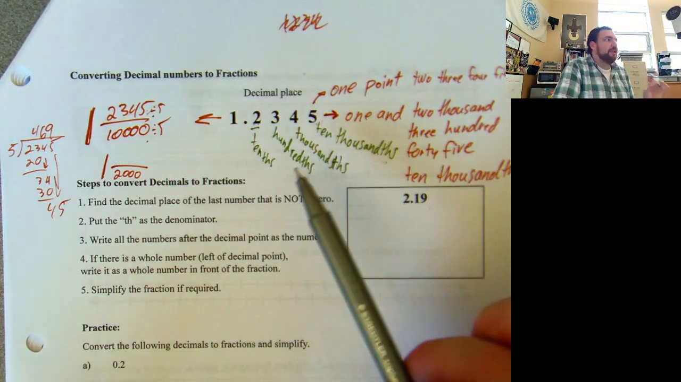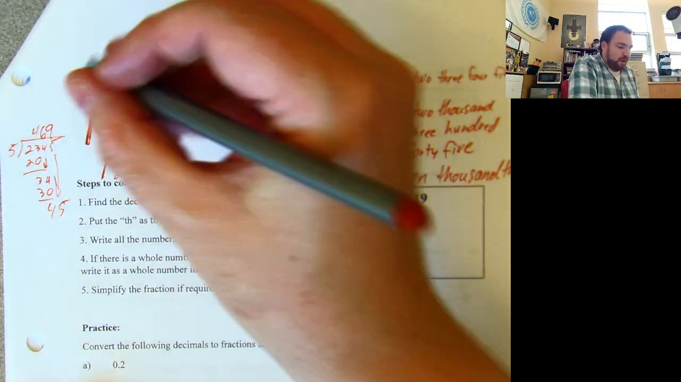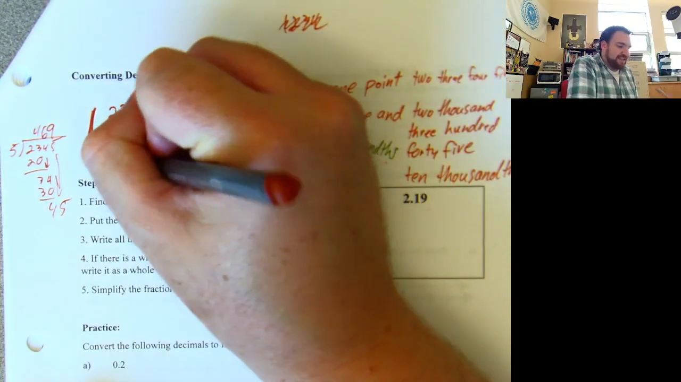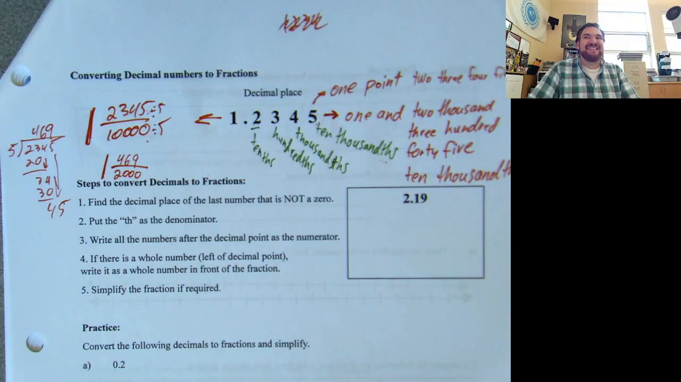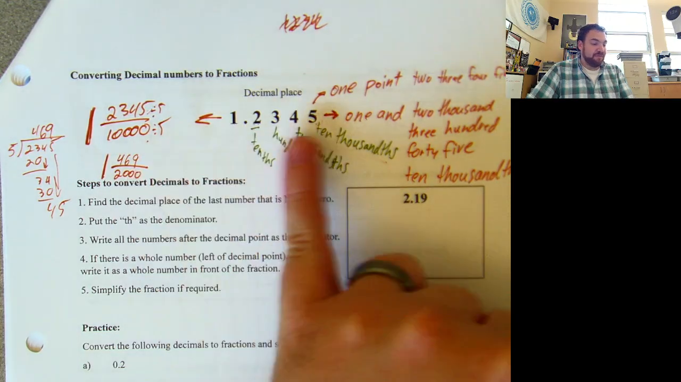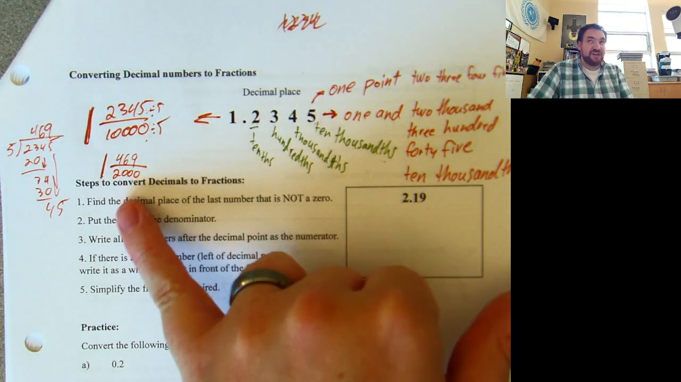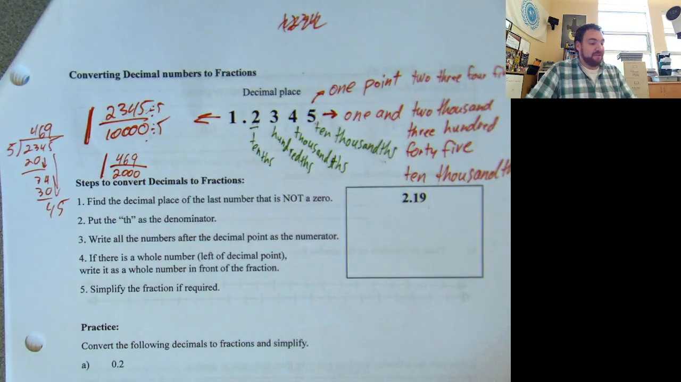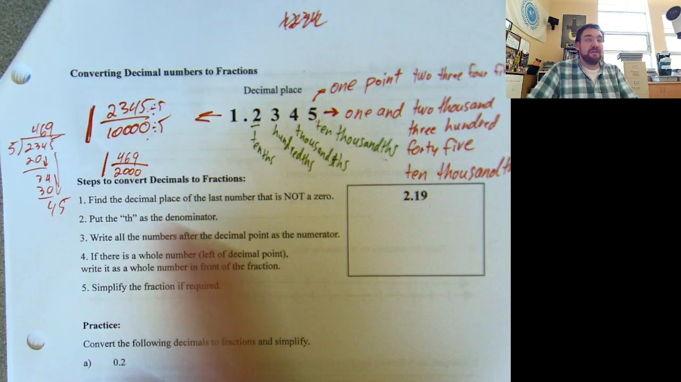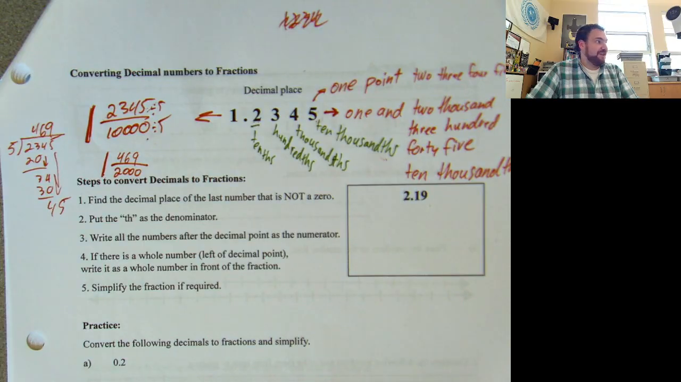So 1.2345 as a fully reduced fraction would be 1 and 469 over 2,000, or 469 2,000ths is how you'd read that. So if I asked you to convert this decimal number into a fraction, that is what you'd have to do, and this is what you'd get. Questions, comments, concerns on any of what I've just done?